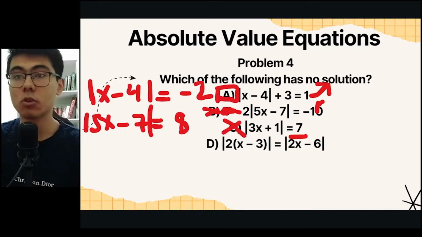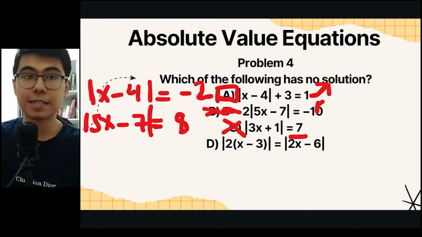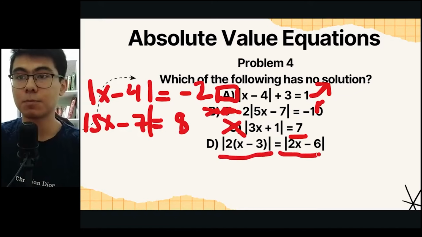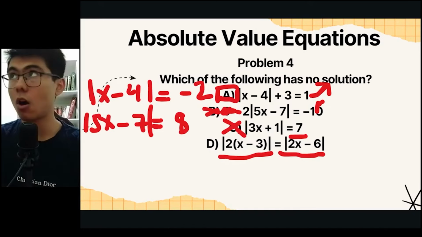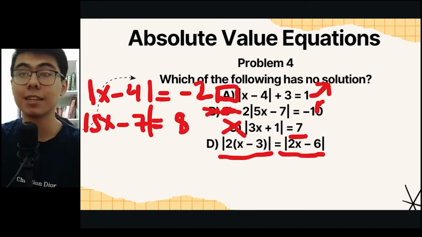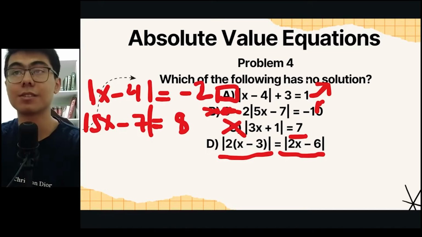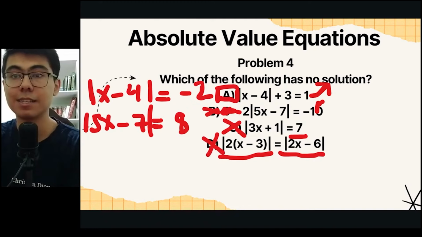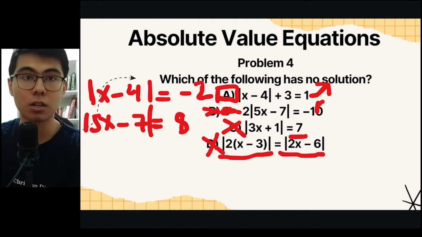Now let's have a look at choice D. In this case, this is actually the same expression as 2x minus 6. So these two absolute values are identical. So it's true for all x values. That means there are infinite solutions and we want no solution. So that's why D is also wrong.